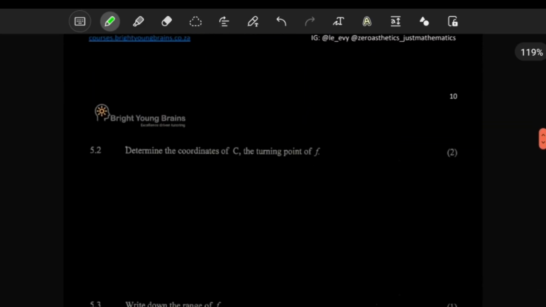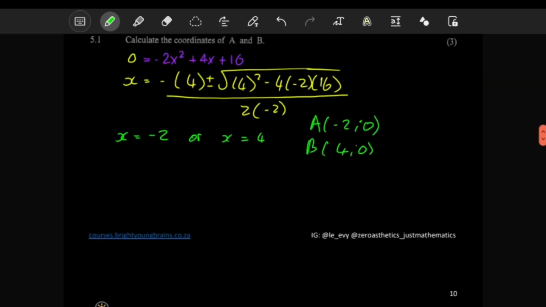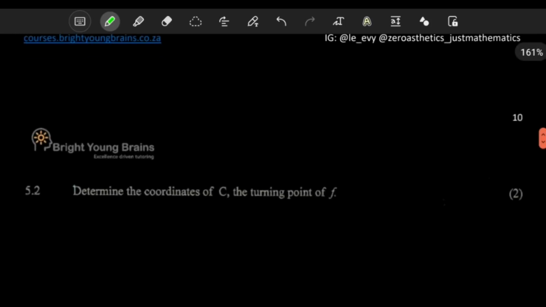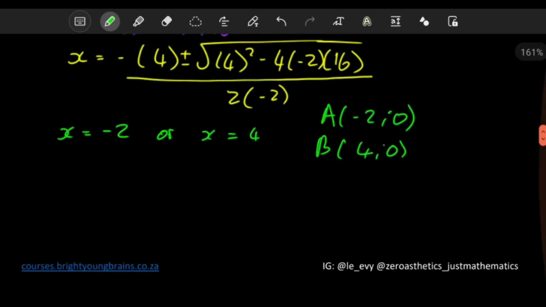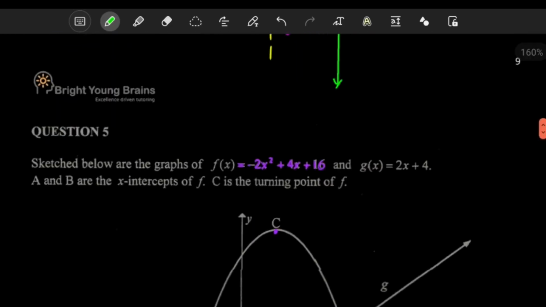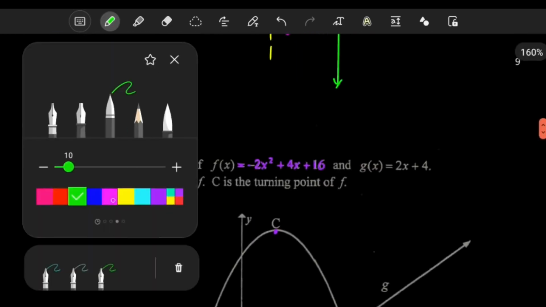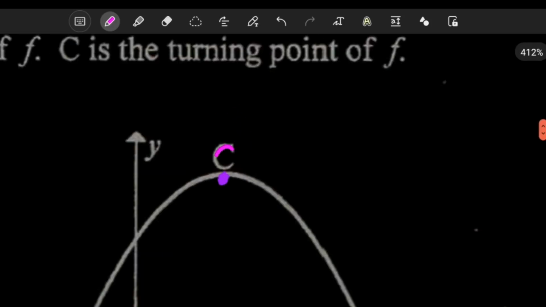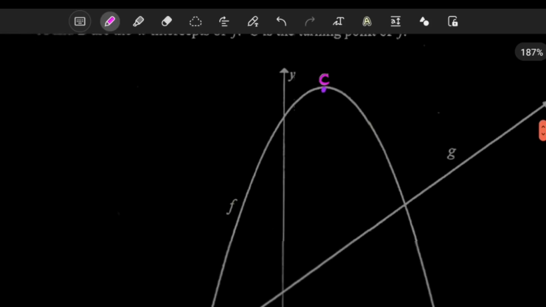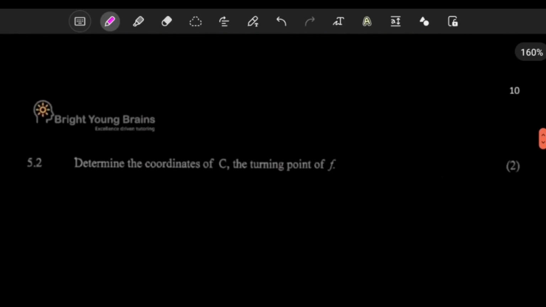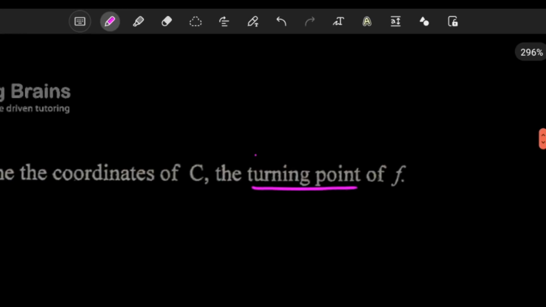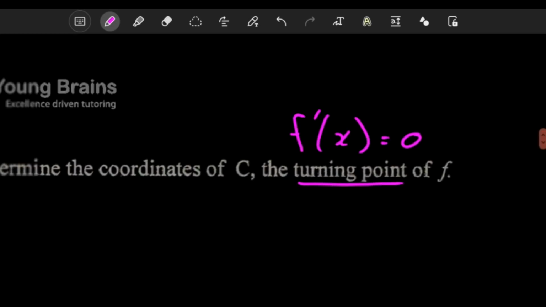Let's keep it moving. They want to give us 2 marks, but before they can give us those 2 marks, they want us to get the turning point. They want to give us marks, but they just need us to do stuff for them first. It's just normal trading. We need to get C. C is the turning point, and remember, whether it's a parabola or a cubic function, it doesn't matter. Anytime you get the turning point, you have to differentiate and then make your equation equal to 0.